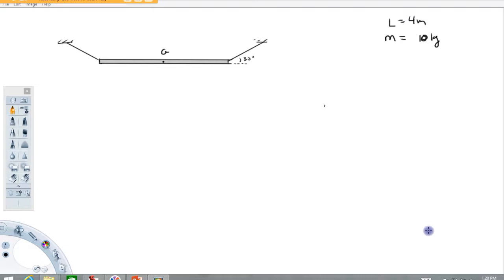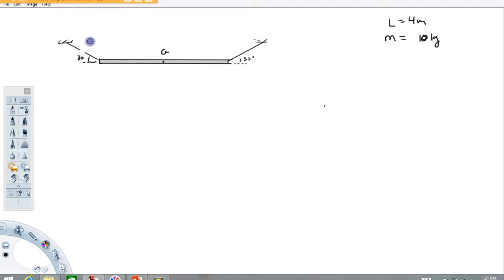The purpose of this video is to demonstrate how to apply Newton's laws for general plane motion. What we're looking at is a 4-meter beam that has a mass of 10 kilograms. Let's imagine it's hung by these two strings, both of which make a 30-degree angle with the horizontal. And we're going to imagine that the string on the left breaks.